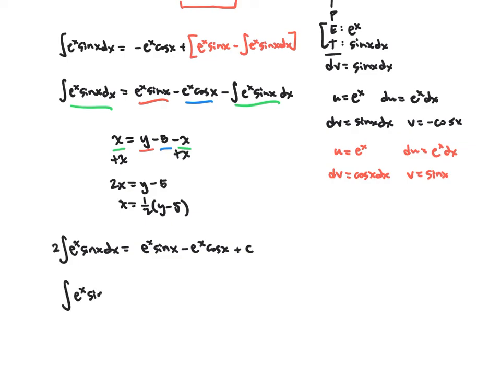So the integral of e to the x sine x dx is equal to 1/2 e to the x sine x minus e to the x cosine x. And I'm going to keep the c on the outside because a constant's still just a constant even if it's half of a constant. I know, what the heck was that?